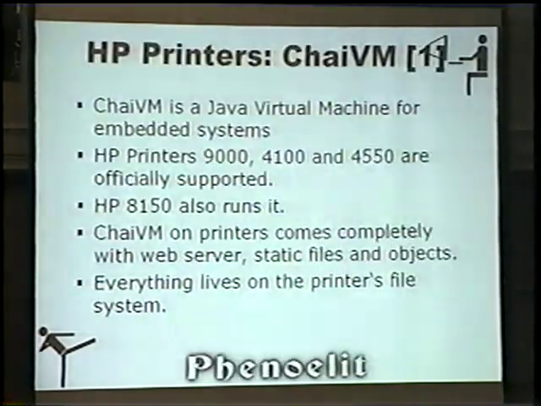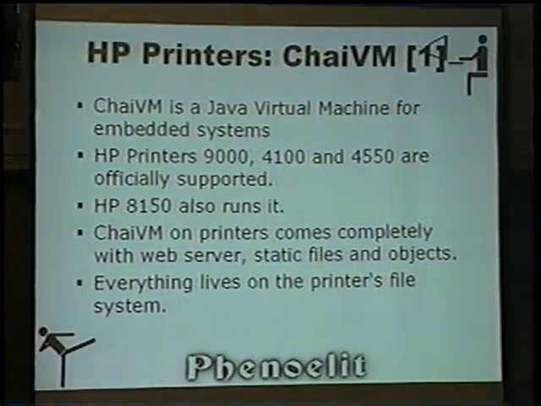It's getting worse. There is this invention called ShyVM. ShyVM is a Java virtual machine for embedded systems developed by HP. The 9000 series, 4100 and 4550 are officially running the stuff. Other printers such as the 8150 also run it. And it is a full-blown virtual machine for the web server. So it comes with the web server itself, static files, which we can replace with porn content, and objects. The whole nine yards, it's all there. And everything lives on the printer file system, which we just saw we can access.